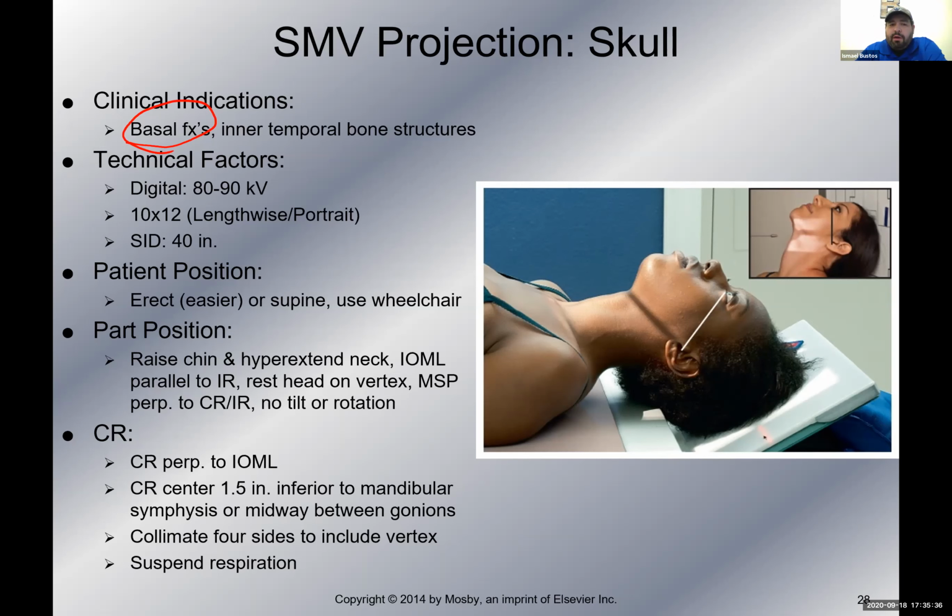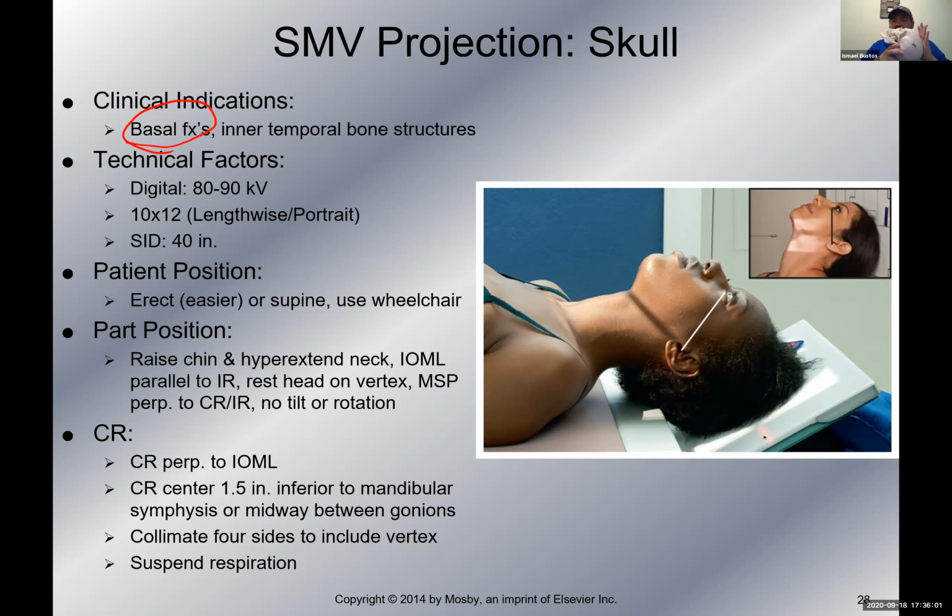So what you want to do is raise the chin and hyperextend the neck till the vertex is on the image receptor. My image receptor is behind here. I need to hyperextend the neck and put the vertex on the image receptor. Make sure that the vertex is sitting on the image receptor.